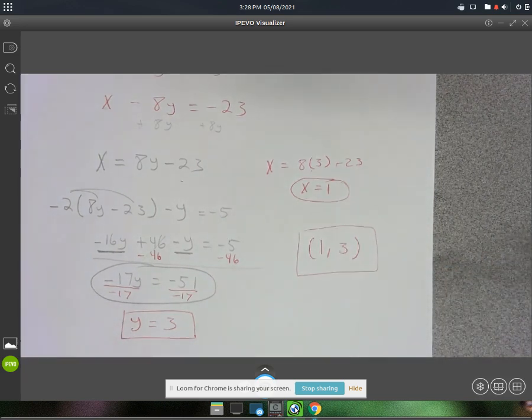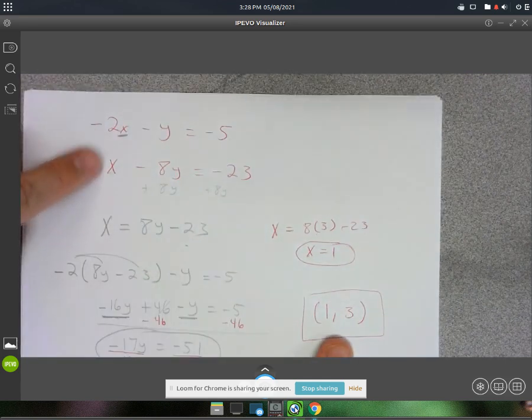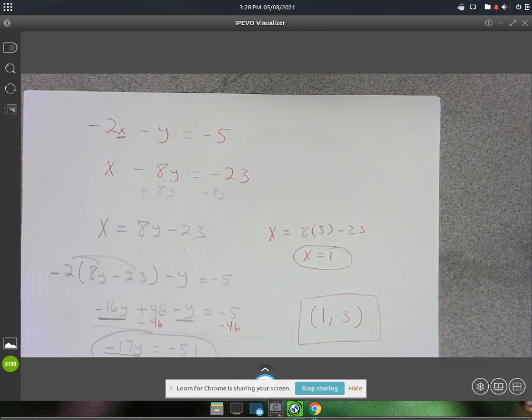All right. Of course, take this solution and test it out. You've got to check your answer. You've got to plug it in for each equation. Make sure that you get negative 5 on the top one and negative 23 on the bottom one. Make sure you didn't make any mistakes.